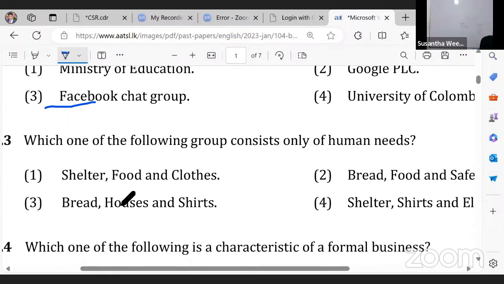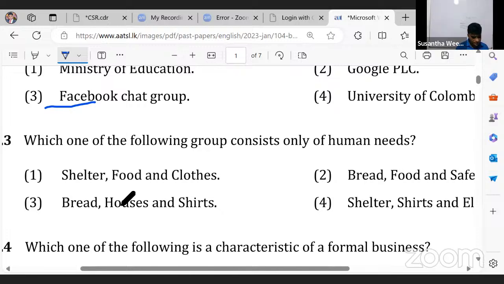Which one of the following groups consists only of human needs? Needs and wants. Needs are necessities, right? And wants are desires, right? Needs are necessities, but wants are the ways we are going to fulfill these requirements. Wants are the ways that we can fulfill these needs, right? Then if he says food, we can say bread, rice, hoppers, string hoppers.